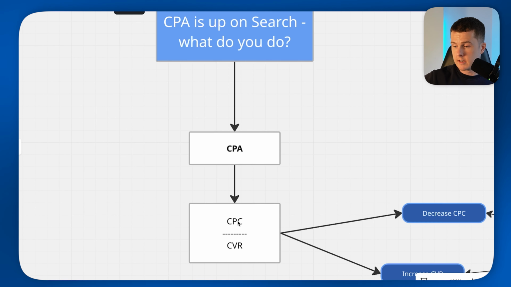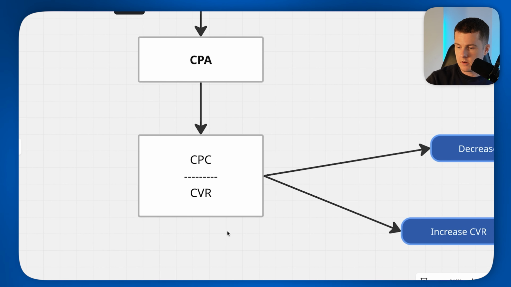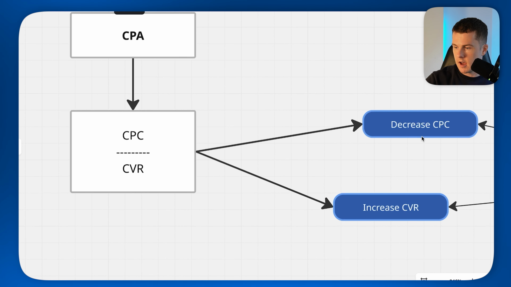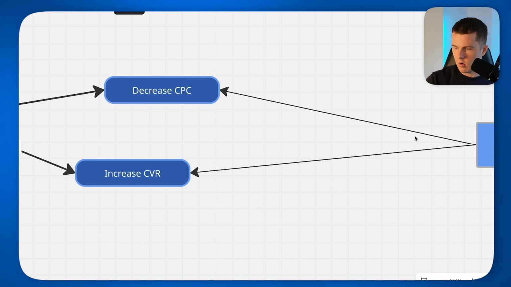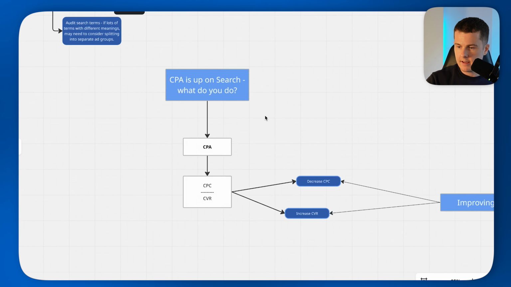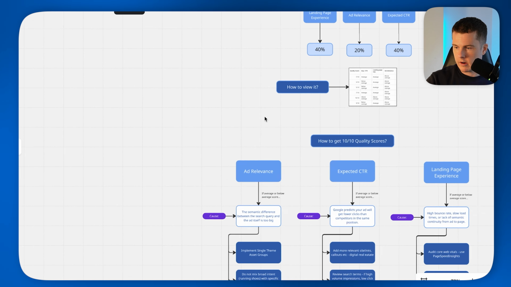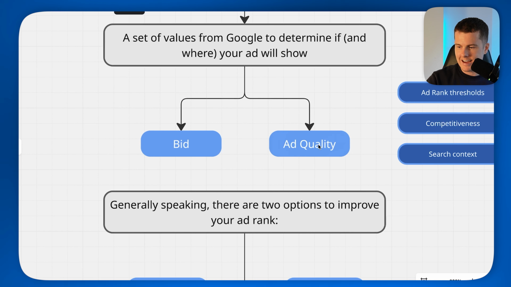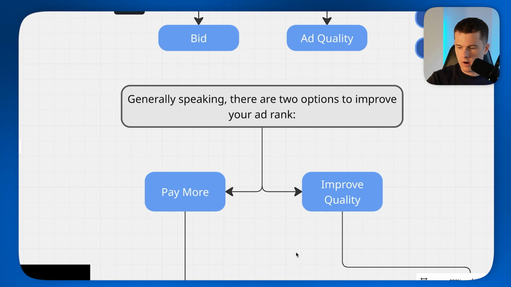So the first thing that we have to do is understand that CPA is essentially a factor of our cost per click and our conversion rate. And we know that if we want to decrease our CPA, which ultimately will increase ROAS, we do it by decreasing our CPC, our cost per click, or increasing our conversion rate. Now, I've gone through quality score and I have discussed how improving quality score basically means that you don't have to worry half as much about your bid. So if we can increase ad quality by improving quality score, then we don't have to pay more. And not just we don't have to pay more, we actually get rewarded with cheaper clicks.